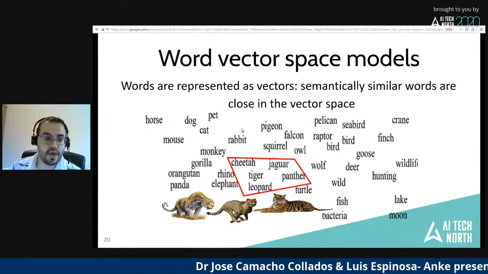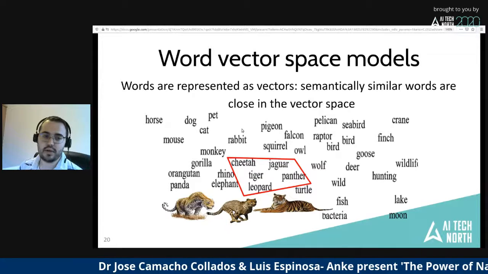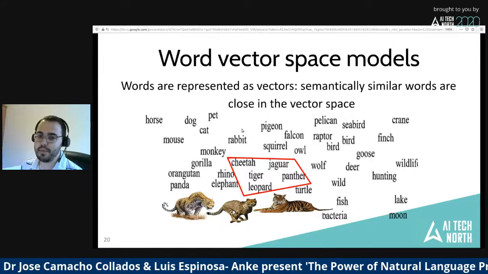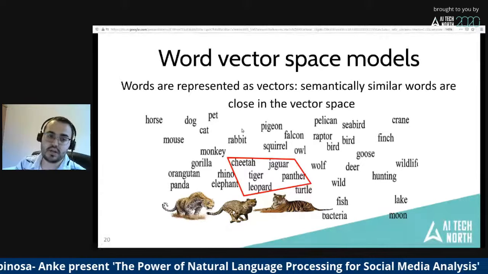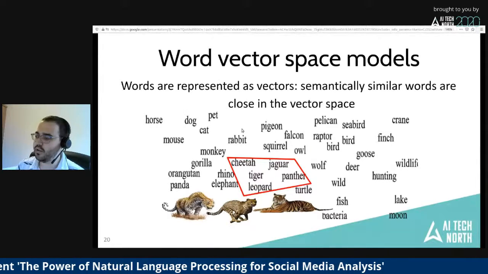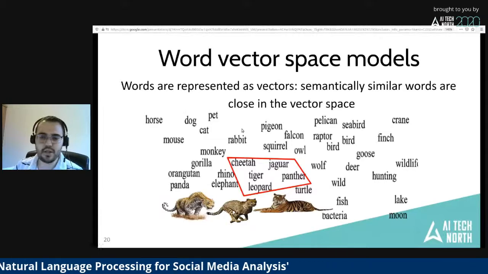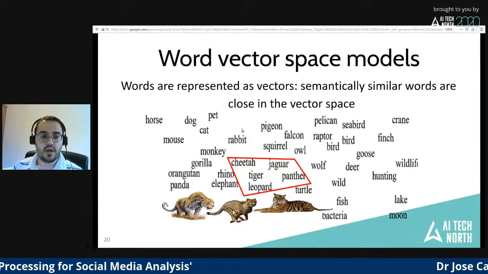So one common way, as I mentioned, is to represent words as vectors, and then we have all the words in the vector space. And here, similar words are going to be clustered together. For example, the big cats here: we have cheetah, tiger, jaguar, panther, leopard.